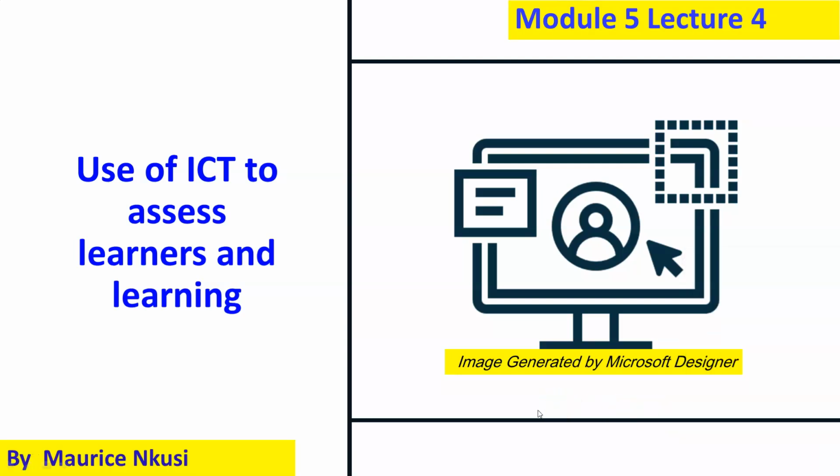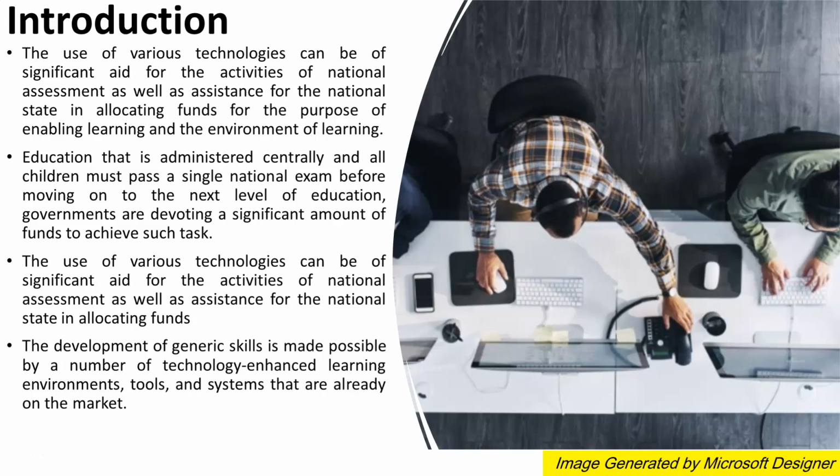In this fourth lecture of Module 5, we are going to focus on the use of ICT to assess learners and learning. Let us introduce this topic and discuss ICT use in summative evaluation. In nations where education is administered centrally and all children must pass a single national exam before moving on to the next level of education, governments are devoting a significant portion of the cash that is allotted to activities that are concerned with assessing and evaluating student performance.